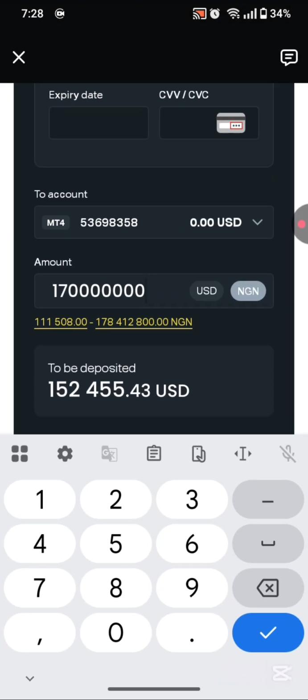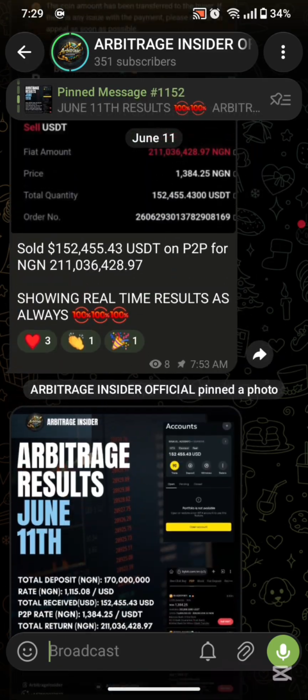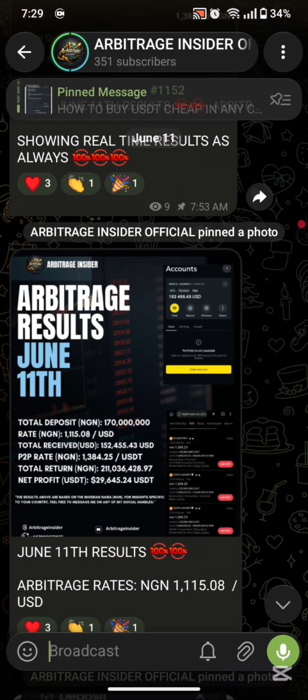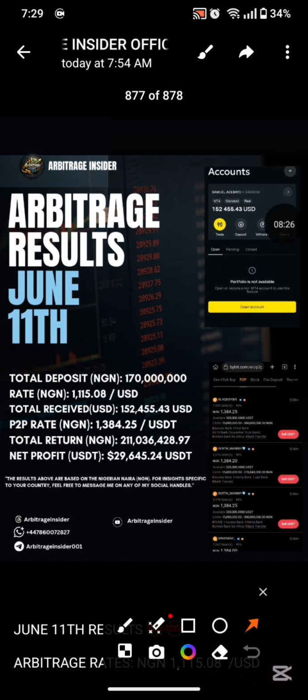Once you deposit on your account and you see that you're not getting a lower funding rate, please don't continue arbitrage on that account. Just do well to join my Telegram channel. That's where I post my rate every day. Before you do arbitrage, ensure you are on my channel so that you can know the rate. Now if you check your account and you see that you are not getting USDT at this rate, that is 1,115.08. At this moment it was 0.08, but now it's 0.5.